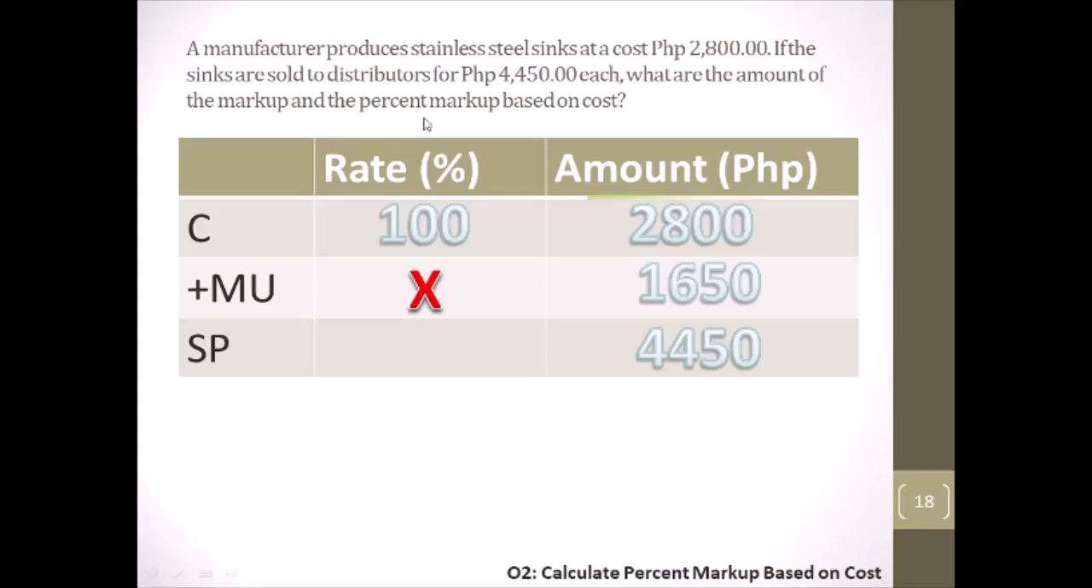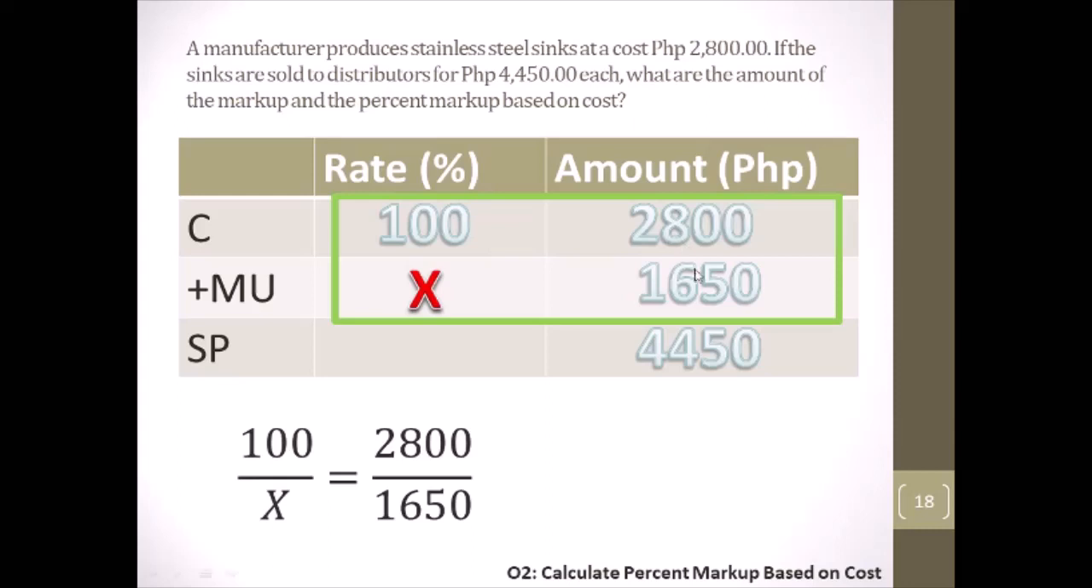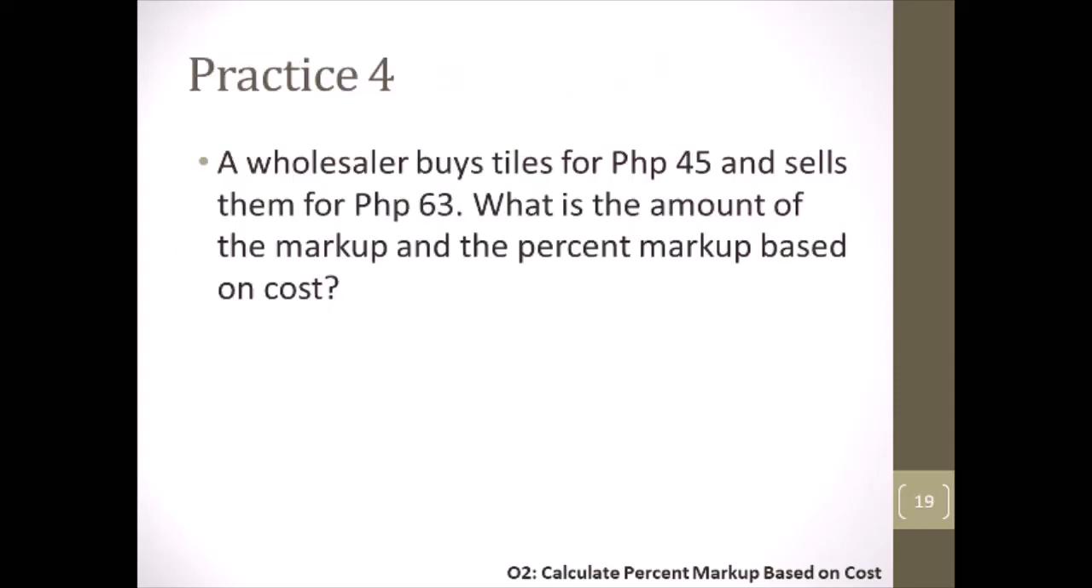So to easily solve this one, we will use ratio and proportion. So the figures inside the box, they form a proportion. So 100 over X is equal to 2,800 over 1,650. Performing cross multiplication, you will get the markup rate is approximately 58.93%.